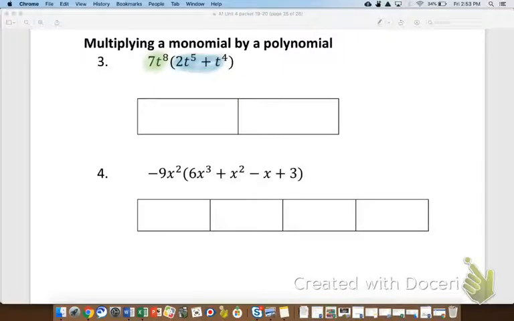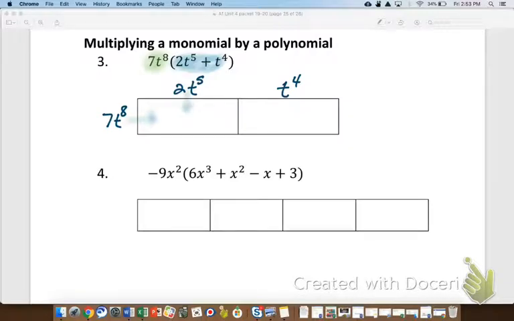Here's how it works. Take your first factor, which is 7t to the 8th, and write it out there to the left of the boxes. And then take your 2 terms of the binomial, the parts that are in the parentheses, and write those up here and here. So 2t to the 5th and positive t to the 4th. And then all you really need to do here is multiply to fill the boxes. So I would multiply this times this to get that box.